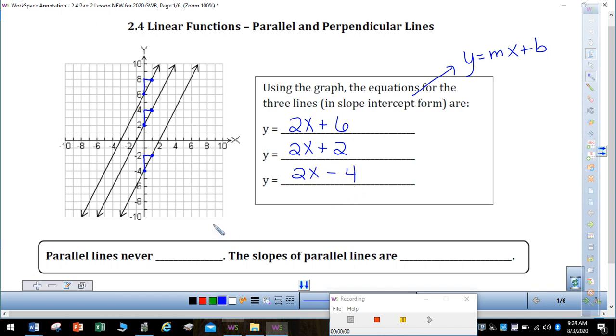So the thing about these three lines is that they are parallel. A definition for parallel lines is that they never cross. We can see that they have exactly the same steepness, which in the equation shows that they have exactly the same slope. Remember, slope describes the steepness of the line. So the slopes of parallel lines are the same. And that's what makes it so that they never cross.